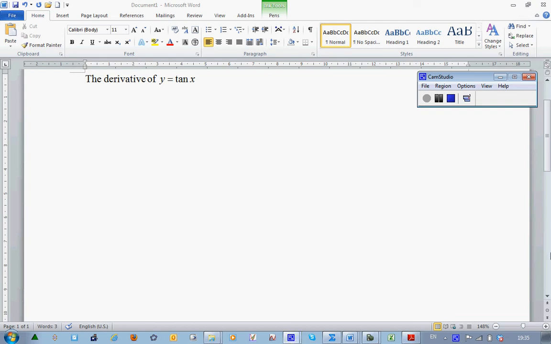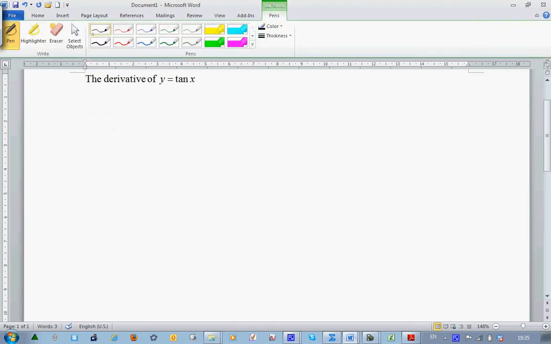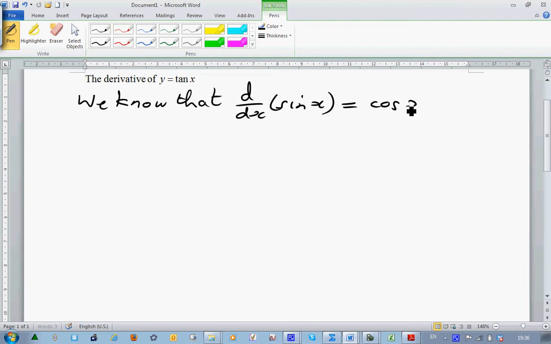Okay, so in this demonstration we will find the derivative of y equals tan x. Right? So we know that the derivative of sine x is the cosine of x, and d by dx, or the derivative of cosine x, equals minus sine x.